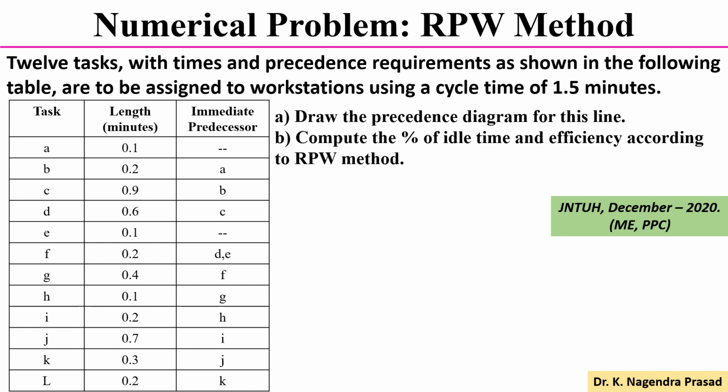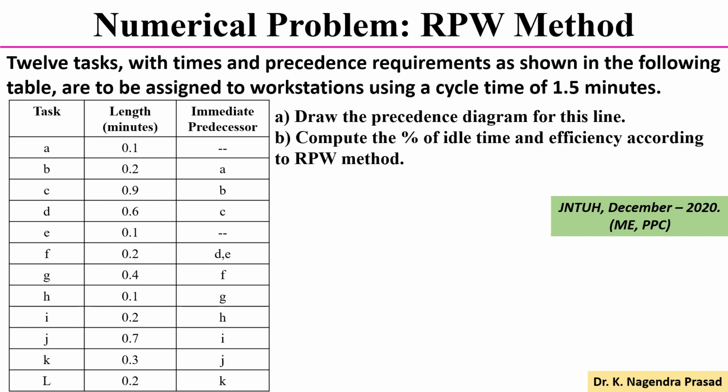In the present video, we will discuss the example problem on the ranked positional weight method. Let's see the problem. 12 tasks with times and precedence requirements, as shown in the following table, are to be assigned to workstations using a cycle time of 1.5 minutes.